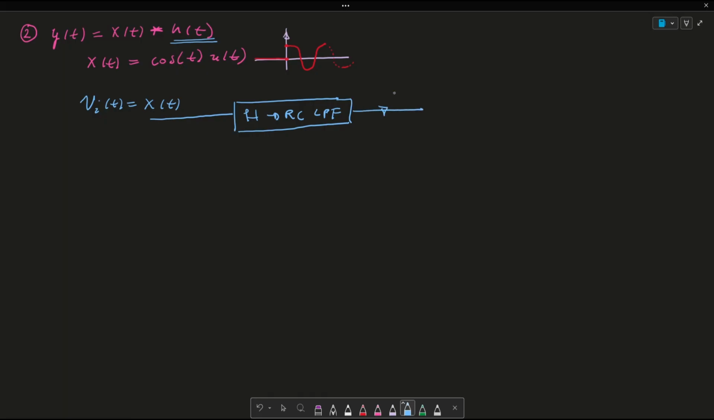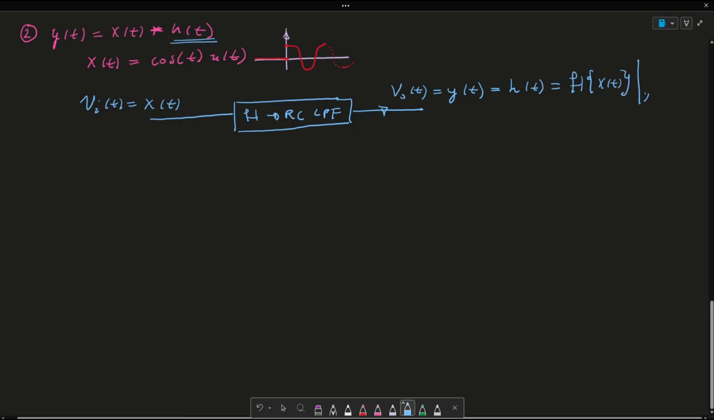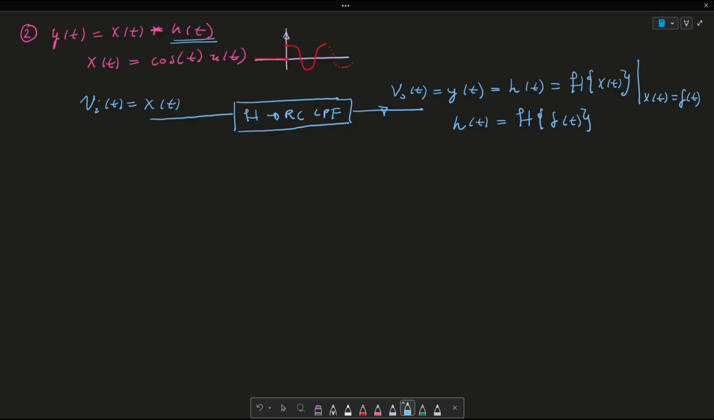Then we say that V out of t, which is again equated to this y of t, is equated to my impulse response h of t when my system H has an input x of t, where x of t is equated to the Dirac delta function. In other words, h of t is equated to my system when the input is this delta function, delta t.